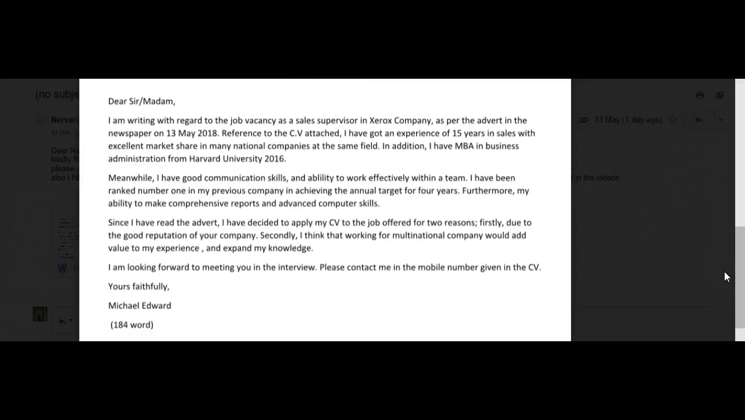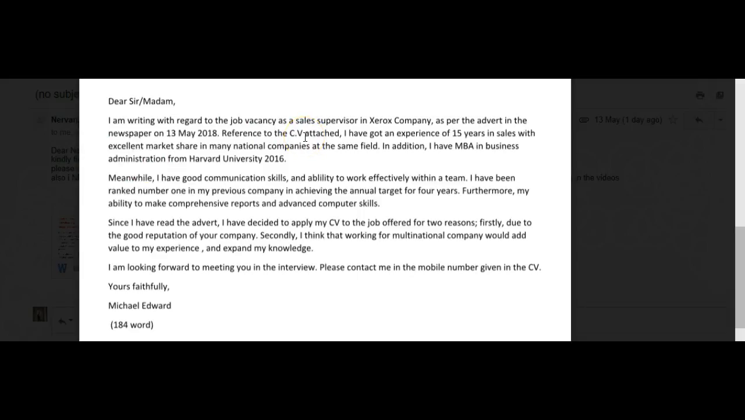Dear Sir, Madam, I'm writing with regard to the job vacancy as a sales supervisor in Xerox Company as per the advert in the newspaper on 13th May 2018. I don't really agree with this here. You know what you could have said here? You could say, as you will find in the attached CV, I have 15 years experience in sales with excellent market share in many national companies in the same field.